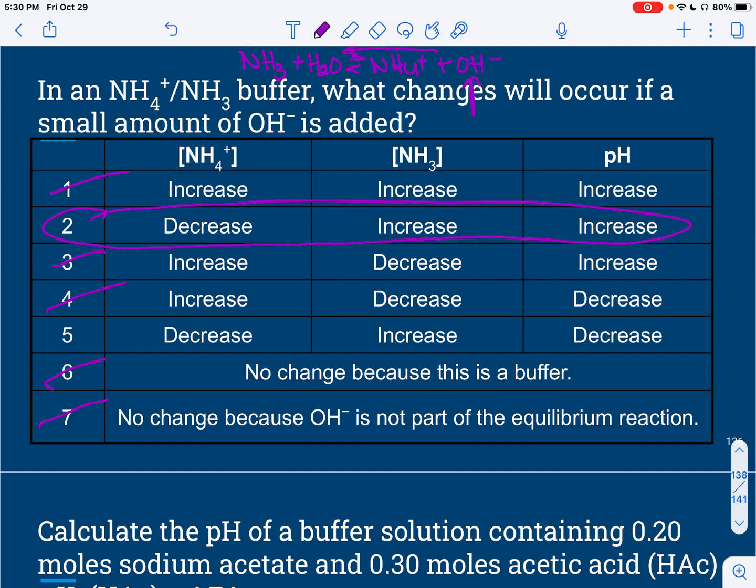Is the pH going to increase? Yes, we're adding OH minus. If we're adding OH minus, the pH increases.